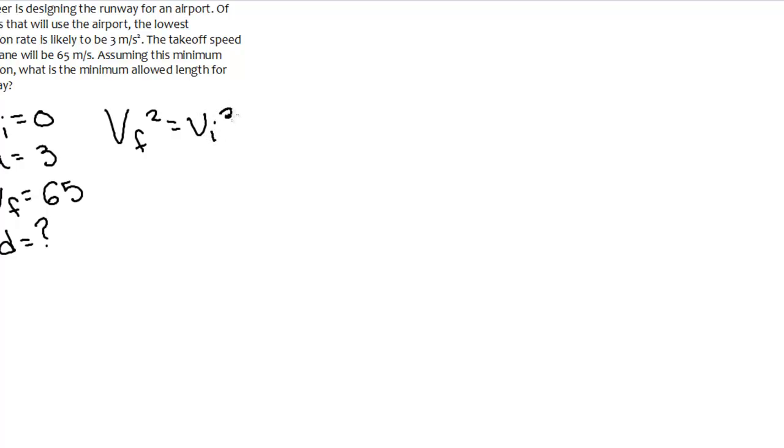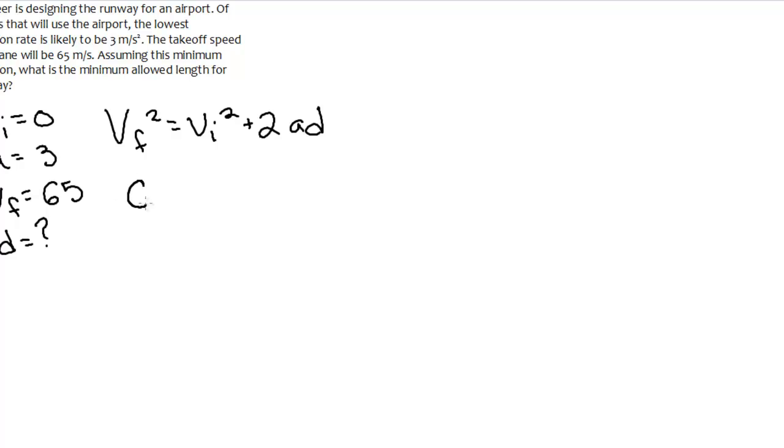So since we're talking about planes that are going to be accelerating, it's safe to assume that they're going to start from 0. All right, we have an acceleration of the slowest planes, and that's going to be 3 meters per second squared. We know that planes need to reach at least the speed of 65 meters per second, so that's our final velocity, or they won't be able to take off. And we're looking for distance here, so that's our unknown. So in this case, which equation deals with these 4 variables? That's going to be our VF squared equals VI squared plus 2AD.